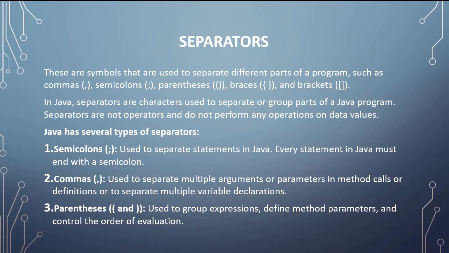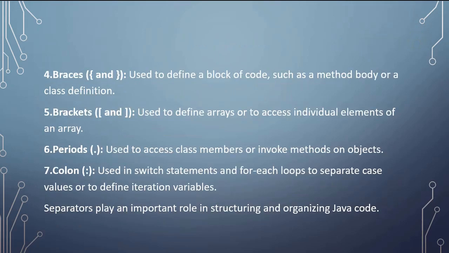And the third one, parentheses. Parentheses are used to group expressions, define method parameters and control the order of evaluation. The fourth one, braces, curly braces, used to define a block of code like a method body or a class definition. And brackets, square brackets, used to define arrays or to access individual elements of an array.